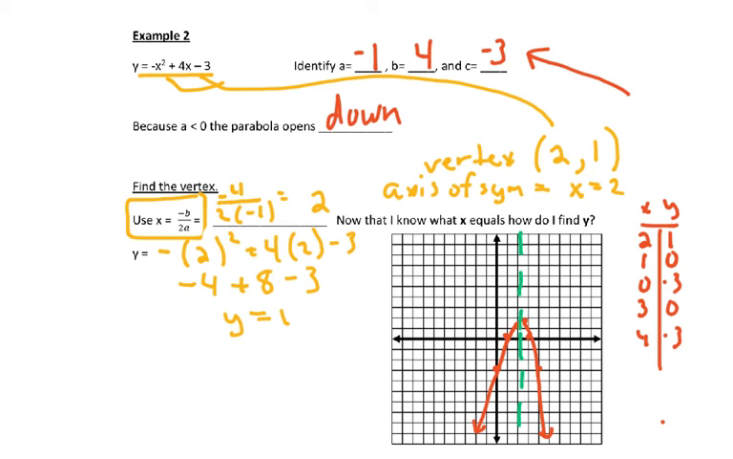Okay, so next, let's look and see, do we have x-intercepts? Well, we sure do. There's an x-intercept at 1, and there's an x-intercept at 3. So I can list for you x-intercepts, and they are at 1, 0, and 3, 0. Do we have a y-intercept? Well, we sure do. Right there it is on the graph. The y-intercept is at 0, negative 3.